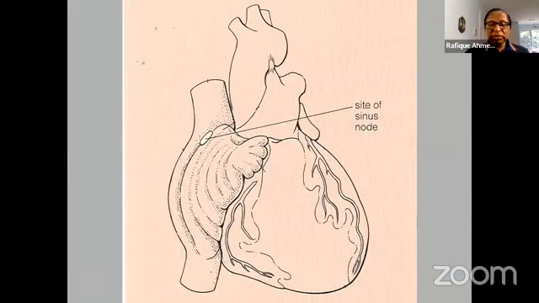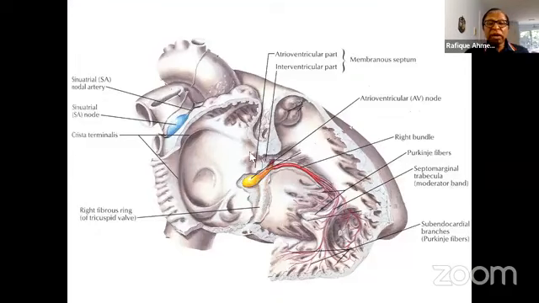And so I'm going to skip this one. So if you open up the heart from the right side, you can see that the sinus node is located at the junction of superior vena cava, right atrium. It is not a small dot the way we normally draw it. It is a long structure. It's about 1 inch long. That means 2.5 centimeter long structure.